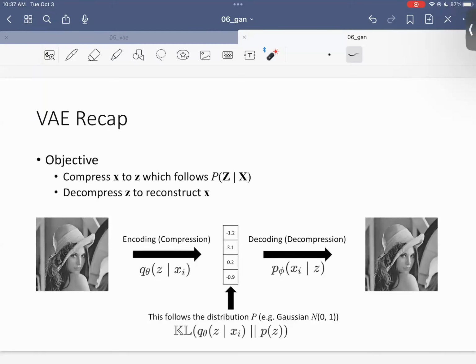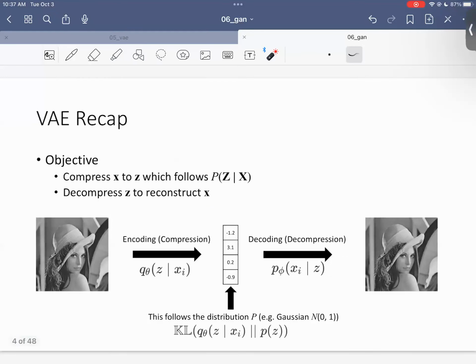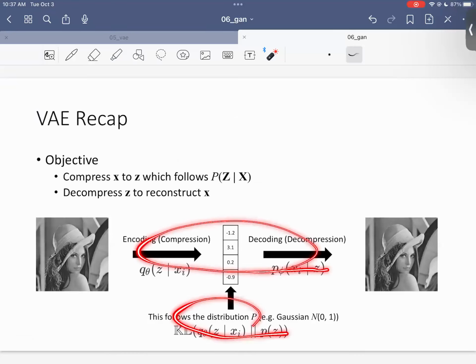Okay. So that is it. And in the VAE recap, we talked about the loss perspective, which is simply a reconstruction term plus the KL term. The reconstruction term is the original objective function and the KL term is the regularization function.